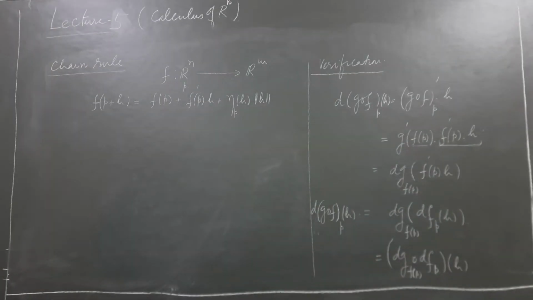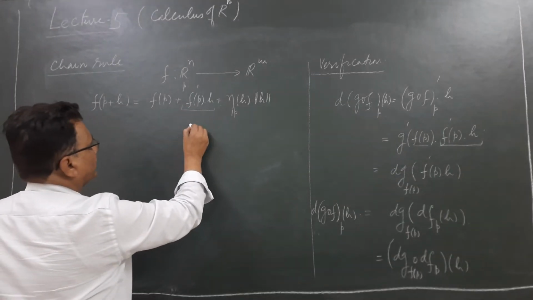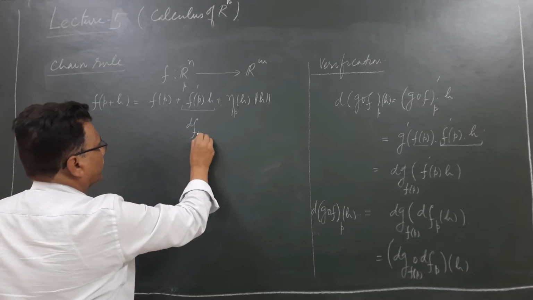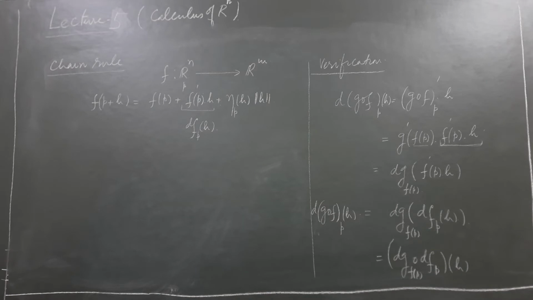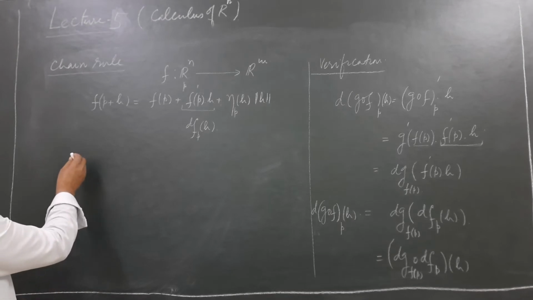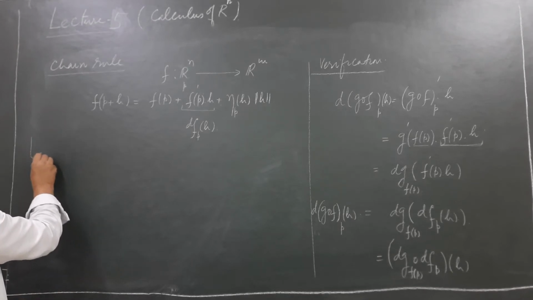Everything we will check from here. Now, this quantity is a linear function of h, and usually we denote it by df_P(h), and this is a finite number when evaluated at h. This is what I have to prove. This is an important observation, you may call it a lemma.